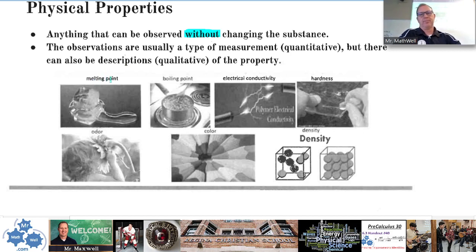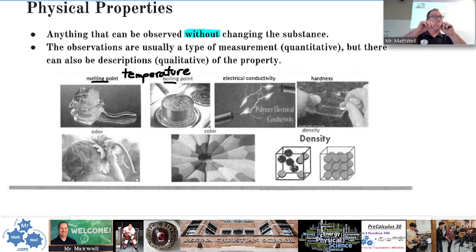Melting point, boiling point. Remember, melting point and boiling point is really temperature, right? So it's a temperature at which a state changes. Melting point, boiling point, those are physical properties. Electrical conductivity, okay, that's a bit of a tough one. The ability for something to conduct electricity through it would be a physical property because we aren't changing the substance when electricity passes through it.